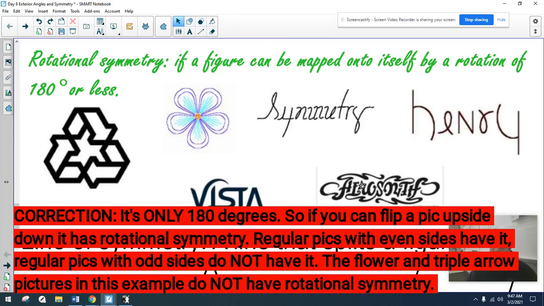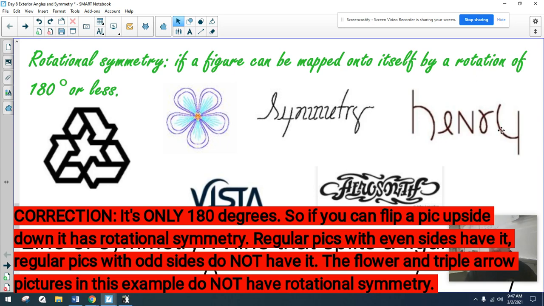Now we're going to move on to symmetry. Rotational symmetry, I'm not going to put on your test. I'm just throwing it in here so that you can see what it is. Plus, it's kind of neat. So if you have rotational symmetry, that means it can be mapped on itself with a rotation of 180 degrees, meaning if you flip something upside down, it's going to be the same thing.